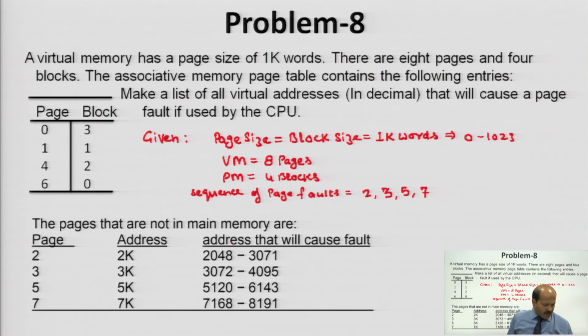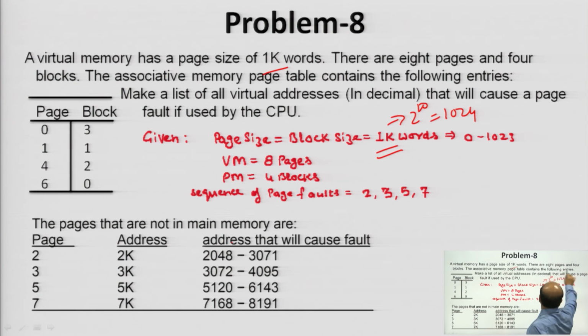Now, come to the next problem. Here in this case, a virtual memory has a page size of 1k words. One page size equals block size, that is equal to 1k words. That means 0 to 1023 will be the range of addresses, because this is equal to 2 to the power 10, that is nothing but 1024. So, addresses may vary from 0 to 1023.